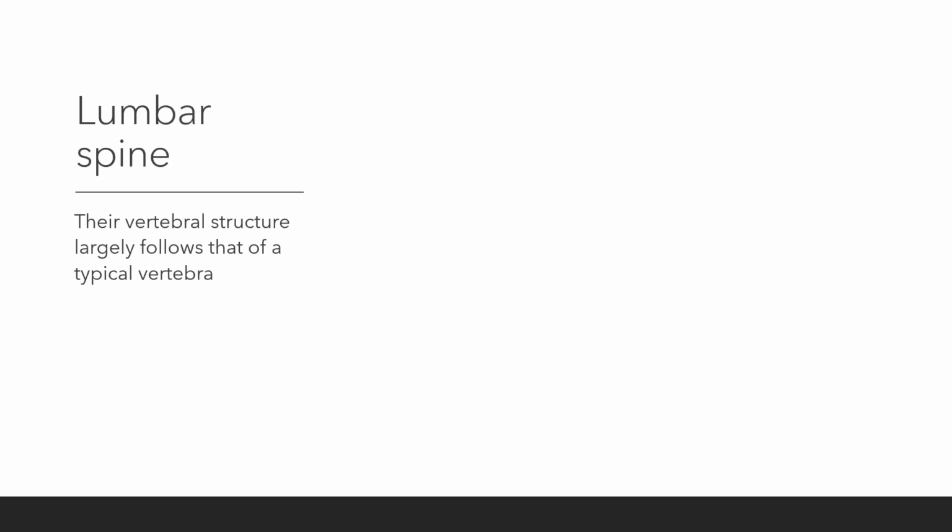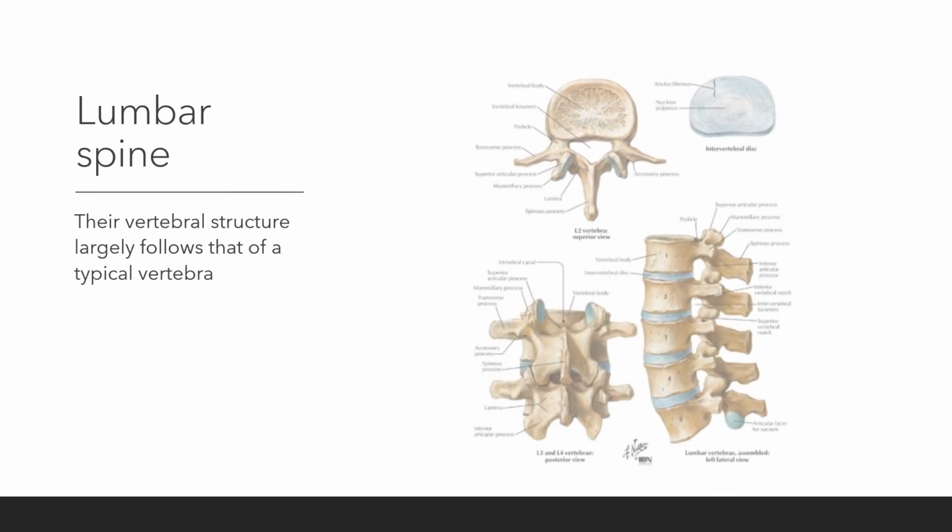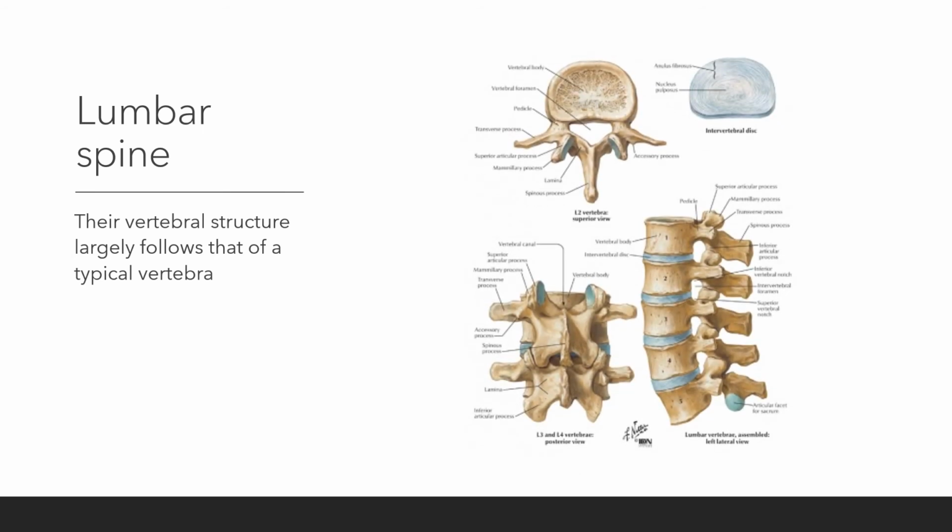Let's look at the lumbar spine. There's really not much to say except that their vertebral structure largely follows that of the typical vertebrae. And as a matter of fact, the typical vertebral structure is based on that of the lumbar spine. I've included some pictures, so feel free to pause this video and review this picture in some more detail.